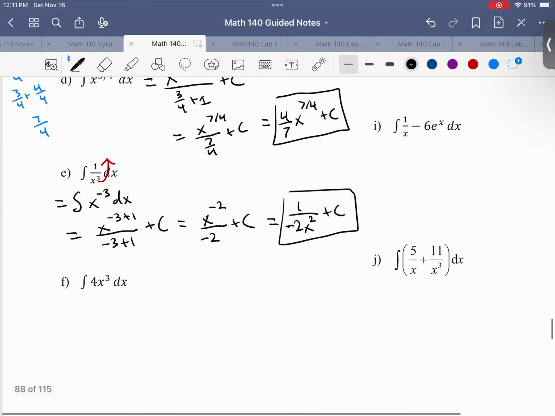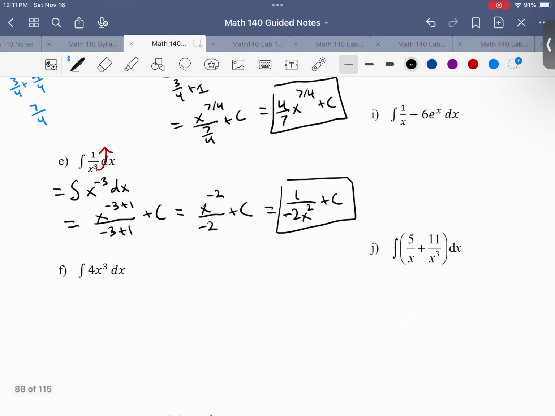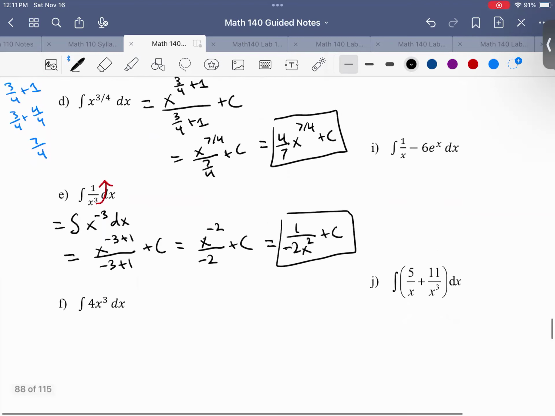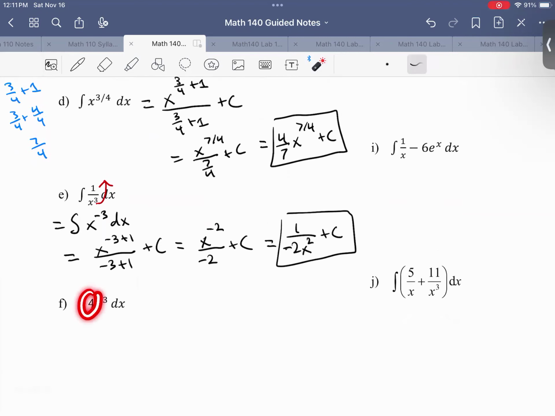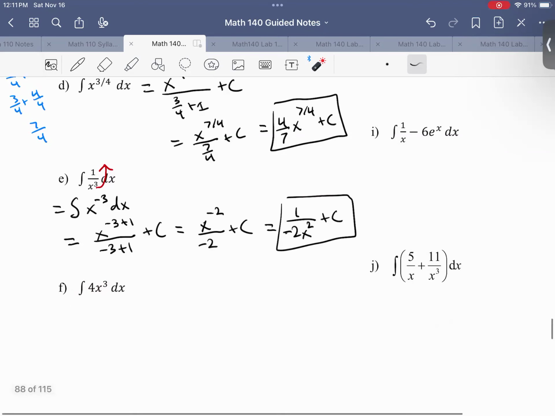Okay, moving on to letter F, we have 4x cubed. This example is a little different because we have a coefficient attached to the x cubed. It's not just the x cubed by itself. But much like with derivatives, the coefficient just comes along for the ride. It's the same idea here. The coefficient is just going to come along with this integration. So we're still going to add 1 to the exponent, divide by that value, and the 4 is just going to come along with this.